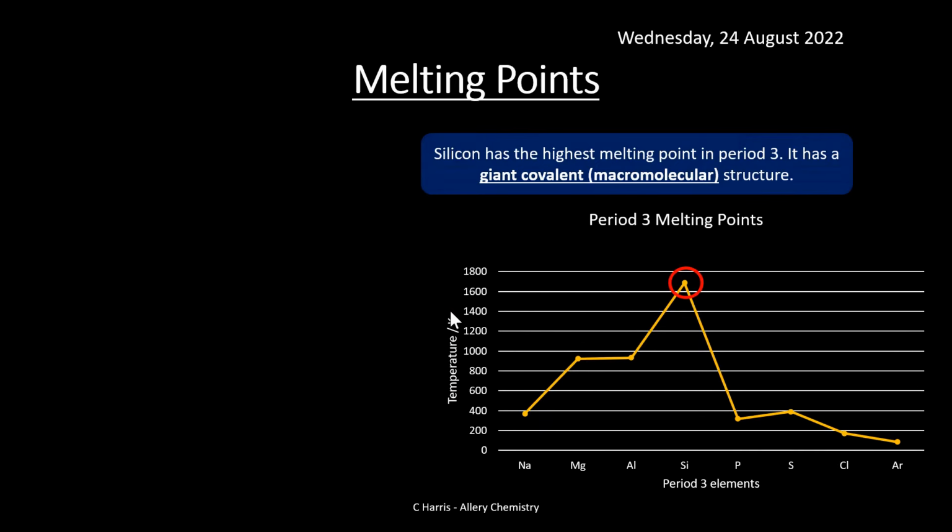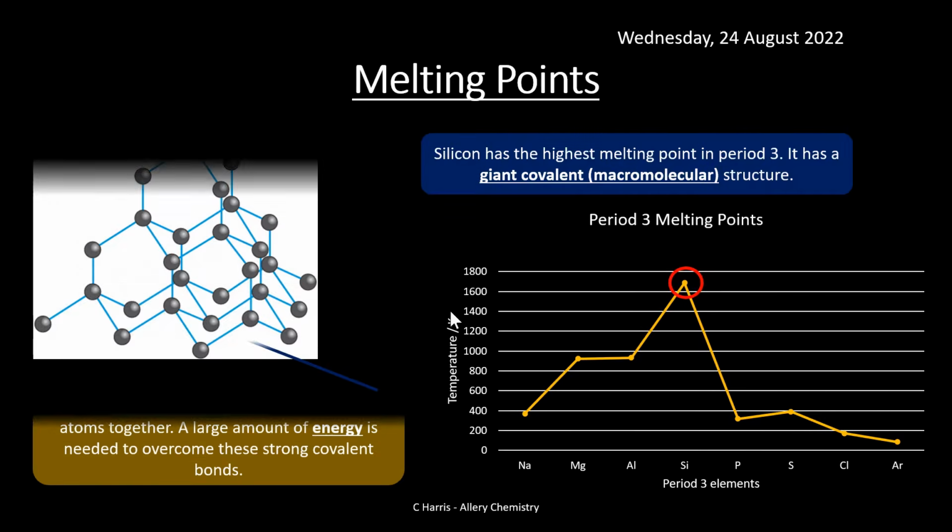Okay, same with aluminium as well. Aluminium is a metal, so it's the same principle. If we go right to the top, which is silicon. Silicon has the highest melting point of all the period 3 elements. And it's because it has a giant covalent or macromolecular structure. So it sticks out like a sore thumb.